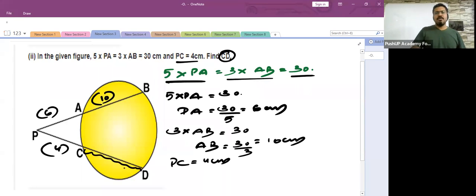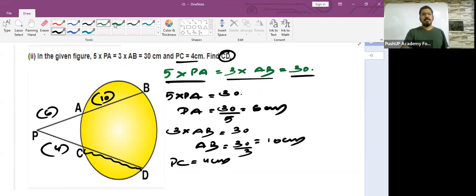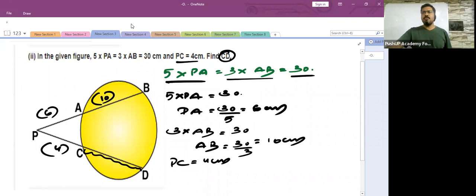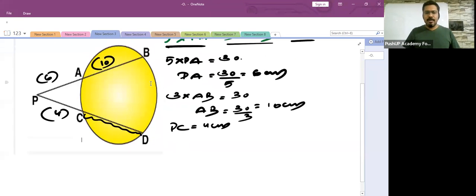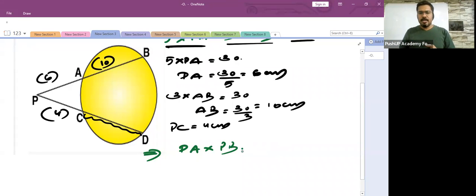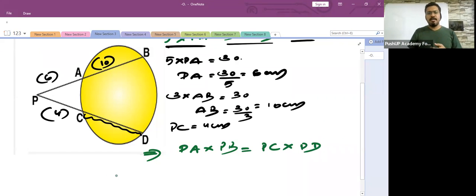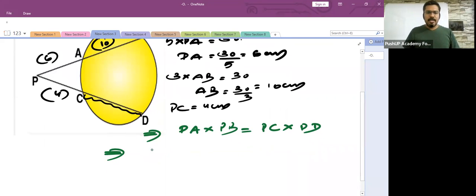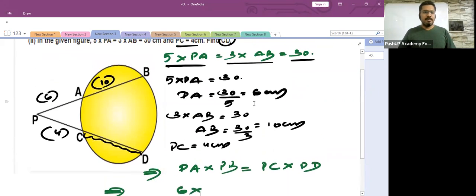Okay. Now children, once you understand that it is the case of scenario number 2, where 2 chords are intersecting each other externally, you know what is the result derived out of it. The result is what? PA into PB, the shorter line segment PA into the longer line segment PB, is equal to the shorter line segment PC multiplied by the longer line segment PD. Now you just need to substitute the values into it, whatever you have. PA is how much? 6 into PB is how much? PB will be 16, no?